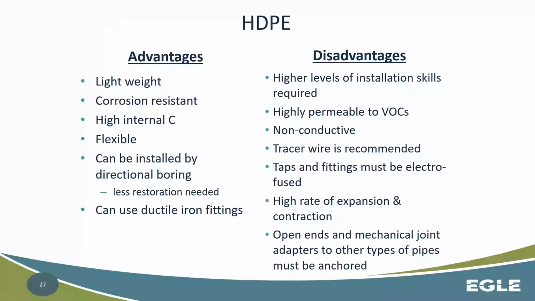Right. So advantages, disadvantages. HDPE is fairly lightweight. Its corrosion resistance is very good, both internal and external. Obviously, it has a high internal C, so it's very smooth, similar to the PVC. It's fairly flexible, which is commonly considered a good thing. And it can be installed by directional boring.